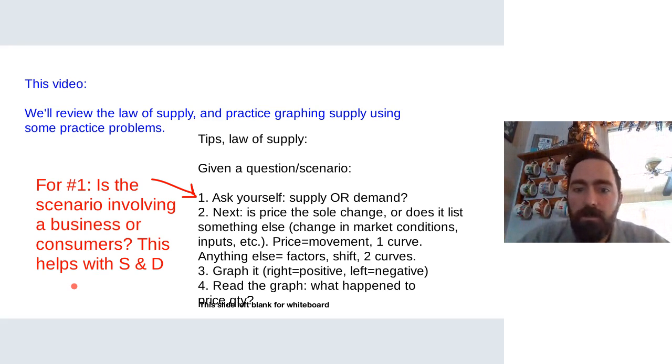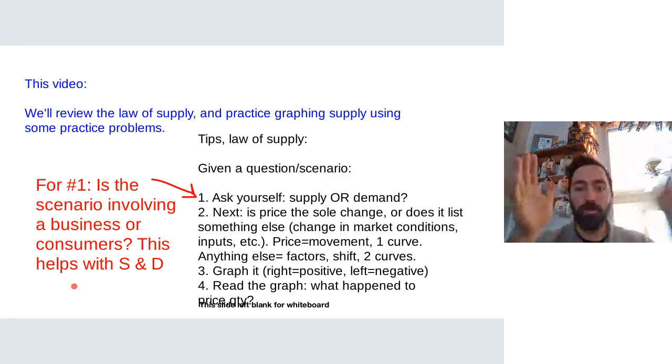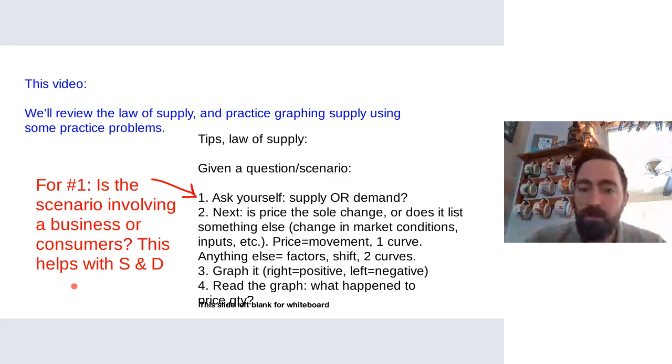Next, is it just mentioning price as the sole change, like the price of a good or service increases? If that's the case, it's going to be a movement along one curve. But if it's mentioning something else, the price of an input, so now we're talking two things, price of an input, workers' productivity, consumer taste, complements, comparing the price of one good and the price of another, then it's going to be a factor. All right, now we're talking shift. Remember, right word, positive, left word, negative. Being able to graph it, and then read the graph. What happened to price and quantity? Okay, so let's get into it.